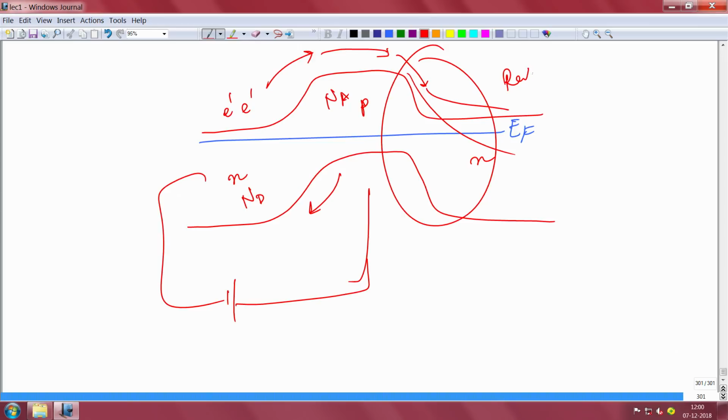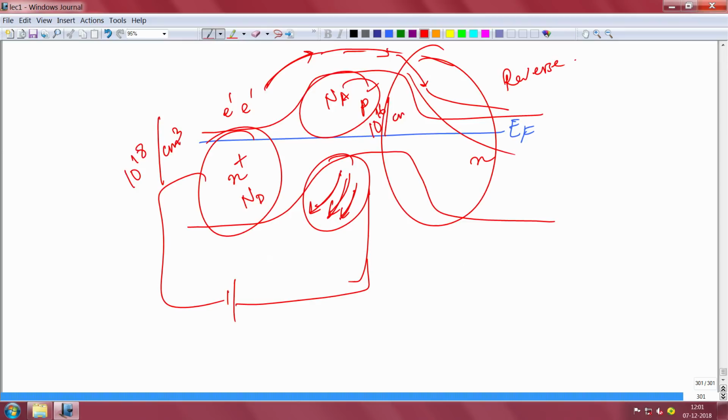The problem here, of course, was that you don't want the back injected component to be more, because it doesn't contribute to gain. You want the injected electrons to be very high, whereas the back injected holes should be very low, and that's why you need to dope the emitter very high, n plus, and the base low. If this doping is very high, say 10 to the power 18 per centimeter cube, and this doping is very low, say 10 to the power 16 per centimeter cube, then the current due to electrons will be at least 100 times more than the holes injected this side. So that's why you have an n plus region, p region here.